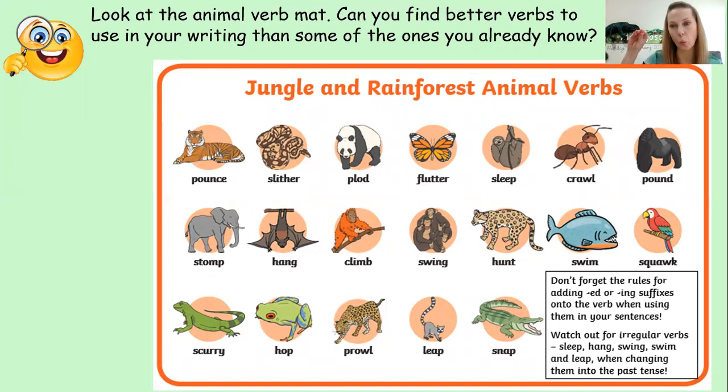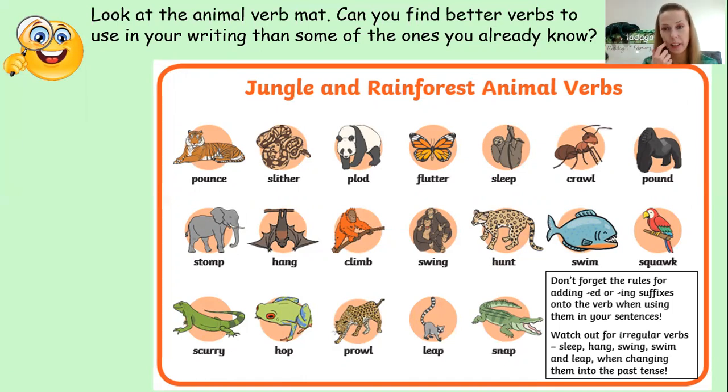A parrot can squawk. A lizard can scurry. That's a very quick way of moving. A frog can hop. A cheetah can prowl. A lemur can leap, and a crocodile can sleep.